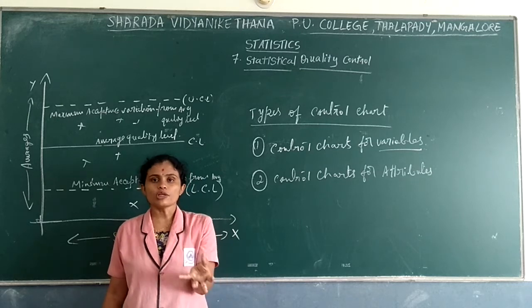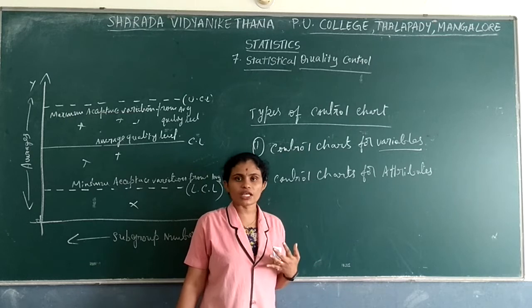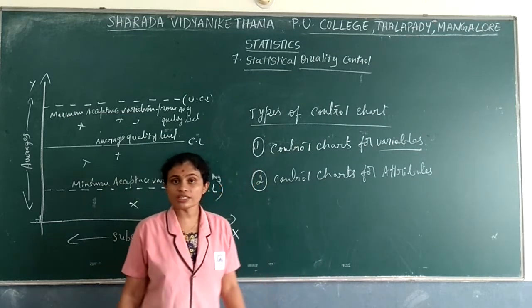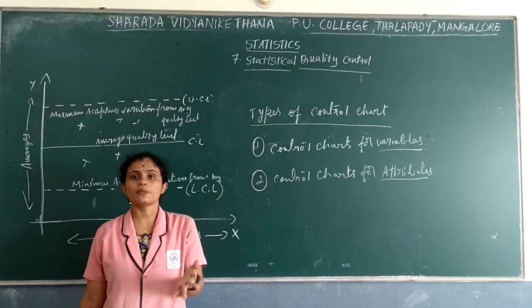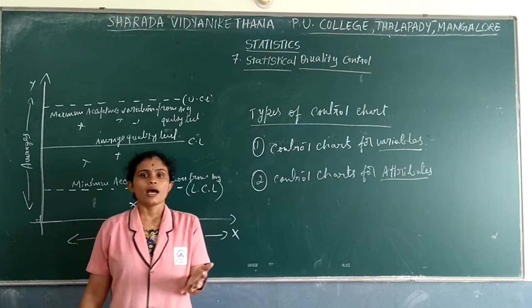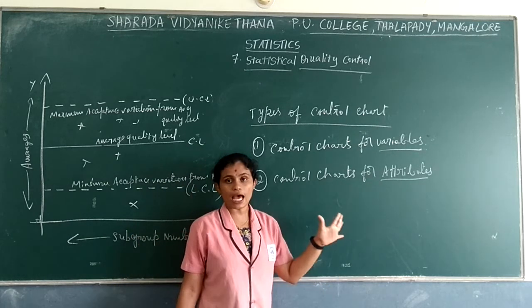For example, volume of product, quantity, thickness: if it is lesser than the standard, we can measure it. And attributes are the quality characteristics which we cannot measure. For example, scratches on the phone and improper reflection of the mirror. So that is called attributes.